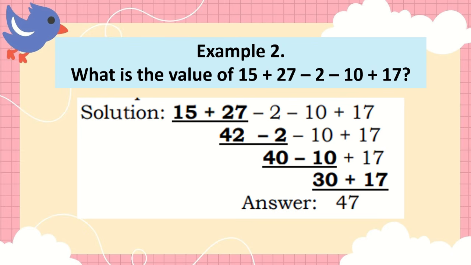Example 2. What is the value of 15 plus 27 minus 2 minus 10 plus 17? We are going to start from left to right. Solution. 15 plus 27 equals 42. Minus 2 minus 10 plus 17. 42 minus 2 equals 40. Minus 10 plus 17. 40 minus 10 equals 30, plus 17. So the answer is 47.